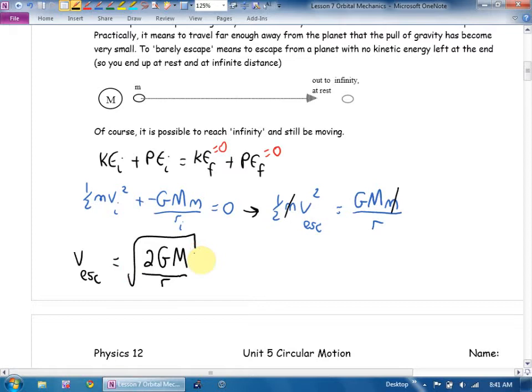So you calculate the escape velocity of the sun, very big, tough to get away from the sun. Escape velocity of the Earth was 11,000-ish. I think it was 111 something, I can't remember now. It's about 11,000 meters per second.